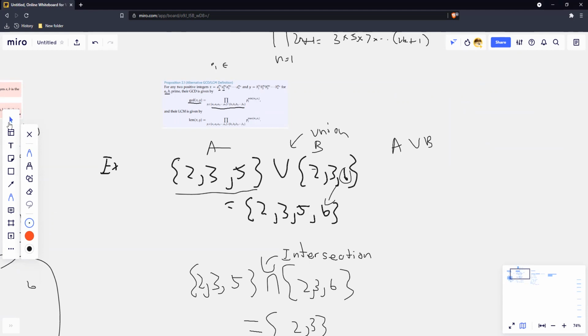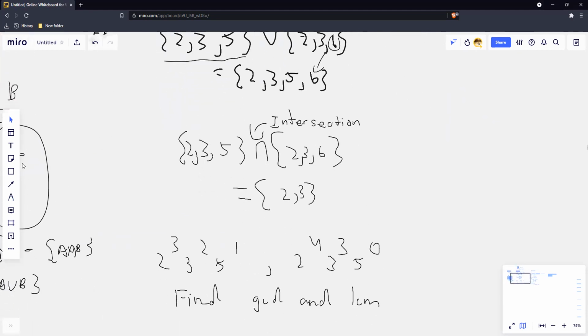Okay. Now, intersection actually is a bit easier than union. It's basically listing what numbers both of them have in common. So here 2 and 3 are common in both sets. So the set is equal to 2, 3, and that's A intersection B. And this is A union B. So back to the definition.